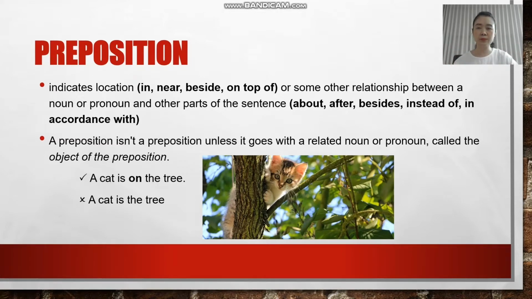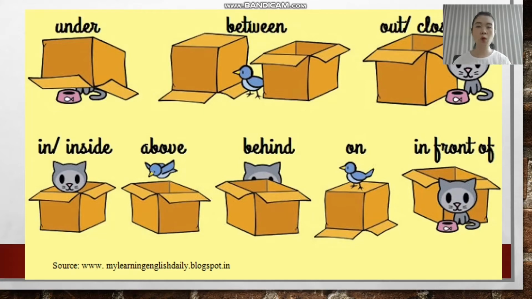Alright? And we have so many ways to use the preposition. These are only some basic prepositions that you can see all around yourself. Okay, they can be used in your daily life, like the word under. We have so many cats here. We have the word under. The cat is under the box. We have the word between. A bird is between 2 boxes. The word out or the word close to.